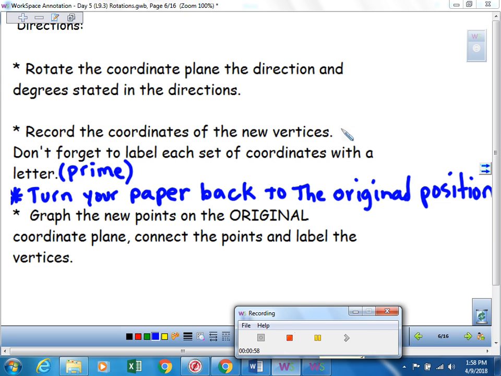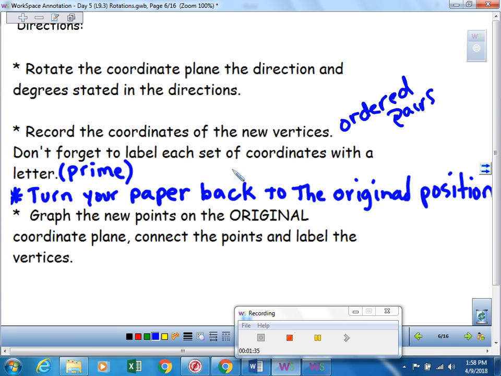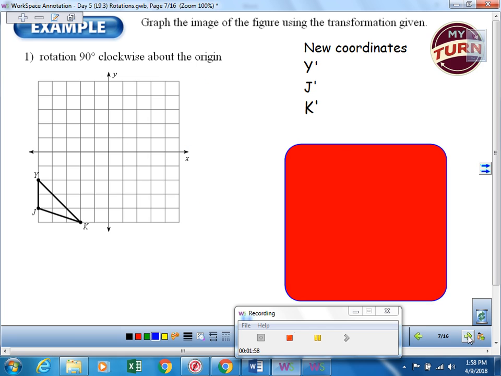These are ordered pairs. Don't forget to label with the letter prime. You would say, for example, A prime would be at 3, -4, or something like that. Then you're going to turn your paper back to the original position and then graph your new points on the original coordinate plane. And then label your vertices. I'm going to show you what this looks like.